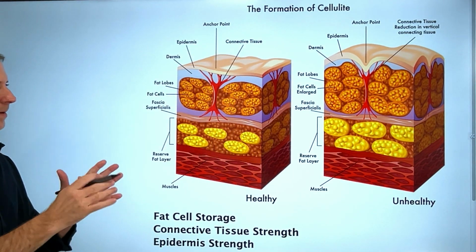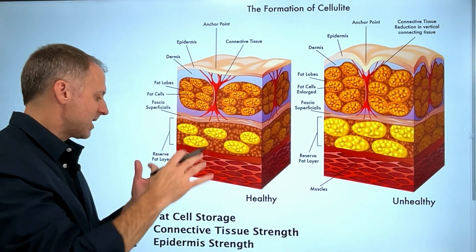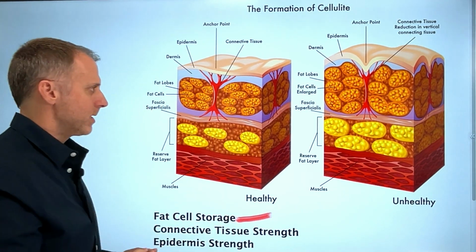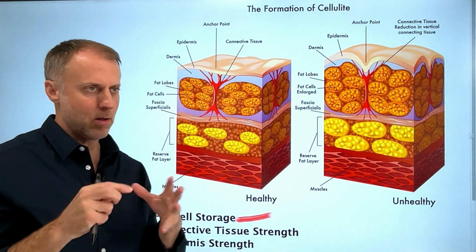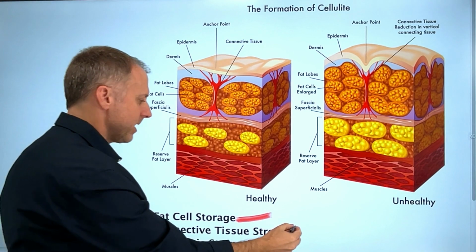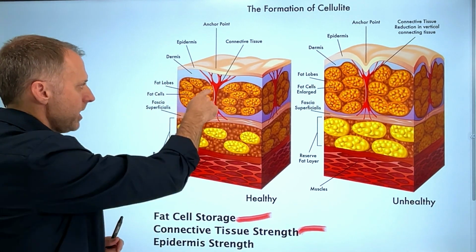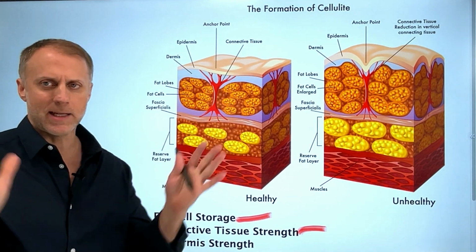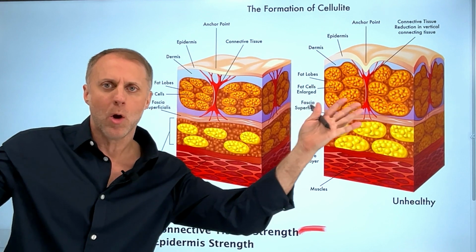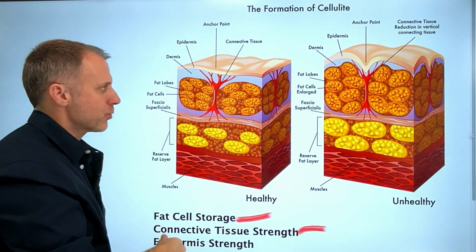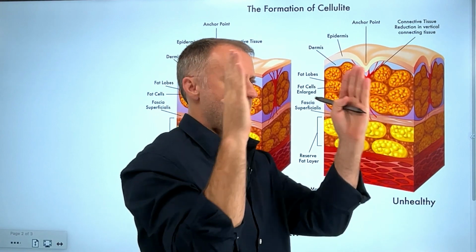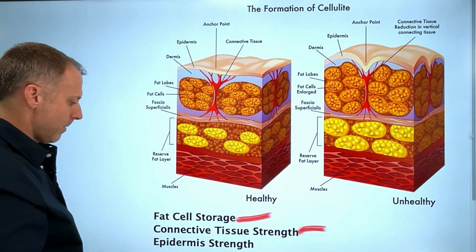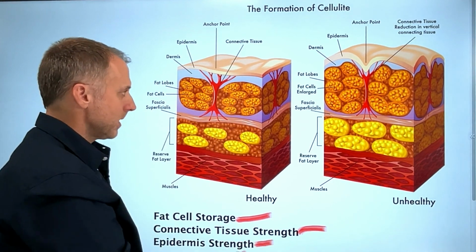So there has to be a couple of things in play here for this to become problematic. And one of those things is the fat cell storage. Something has to be being stored in that fat cell to make it expand. We need to look at the connective tissue strength, because here we see this connective tissue that's holding everything down, and the skin is nice and flat. It's like these big wide tree branches holding everything down. But if this isn't strong, when it gets pushed up, then it can all come together into one little dimple. So this connective tissue strength matters, but also the epidermis strength matters.